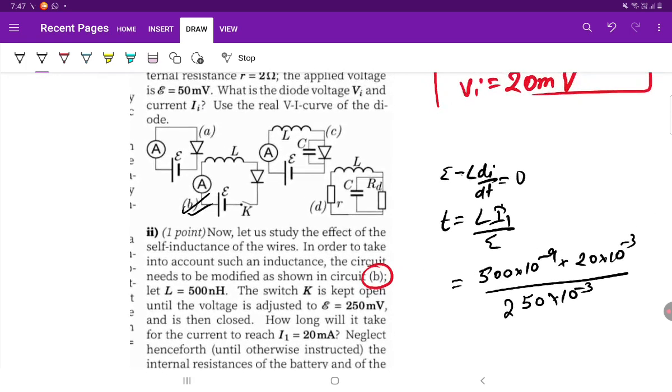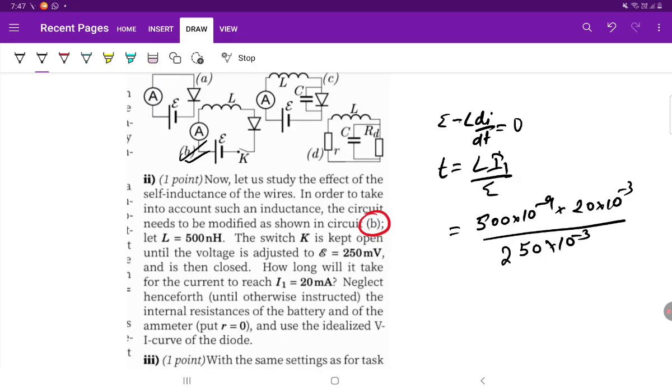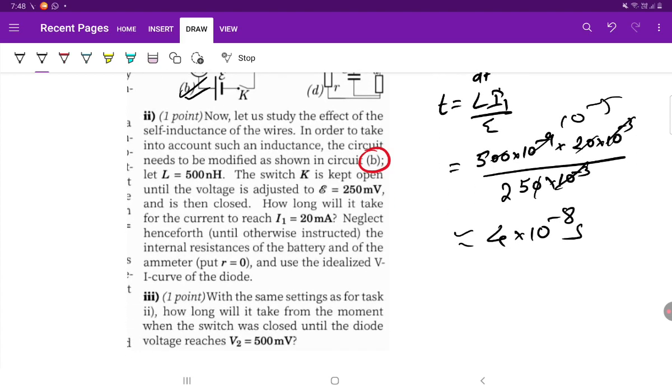Well, it's also written here that we neglect the resistance of the ammeter. So there is no need of involving the term R, that is 2 ohms, as mentioned in the previous problem, since here R is equal to 0 ohms. Now further evaluation will take you to 10 to the power minus 5, and it will come out to be 4 times 10 to the power minus 8 seconds, if I remember it properly. Yeah, so this is the answer of the second part.